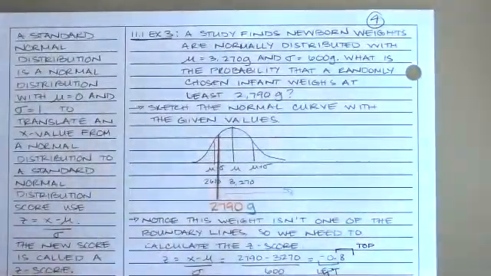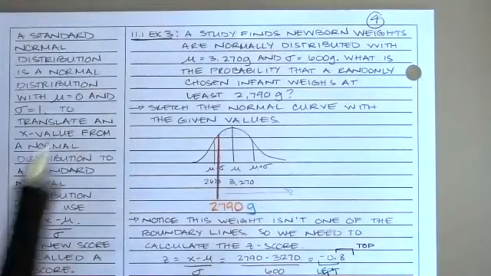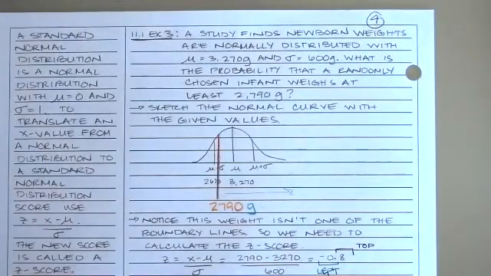Okay, so here is our page 4, and I've got one example on this page. So example 3 says, a study finds newborn weights are normally distributed with mu equals 3,270 grams and sigma, the standard deviation, is 600 grams. What is the probability that a randomly chosen infant weighs at least 2,790 grams? So again, we want to sketch the normal curve and then put in the values.